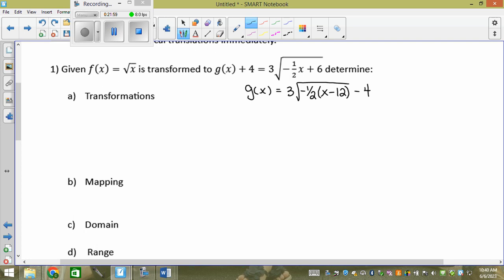Remember that when you divide by a fraction, the number gets bigger, right? If you don't remember that, your calculator will do it for you. You can go 6 divided by negative a half, and it'll tell you it's negative 12, right?